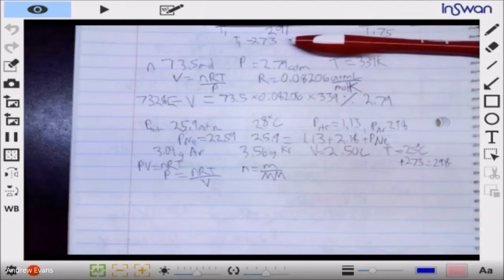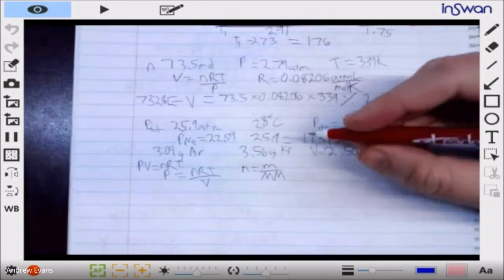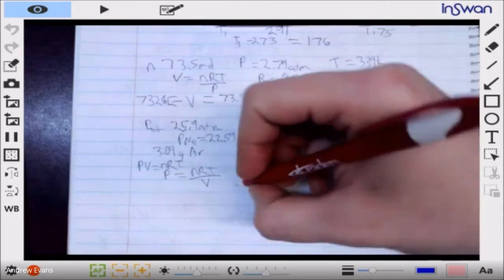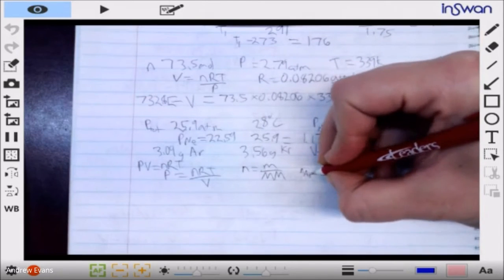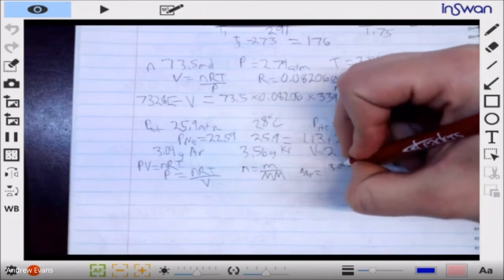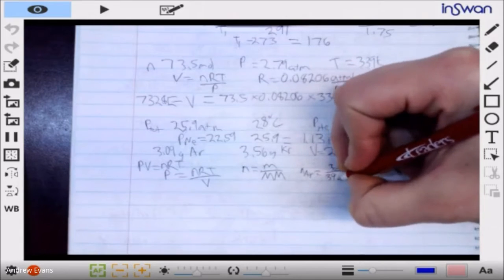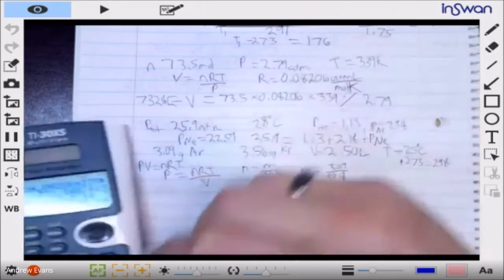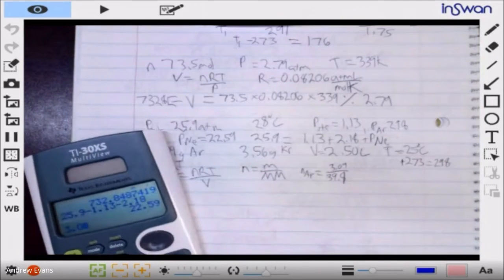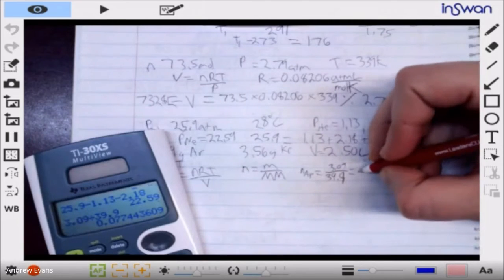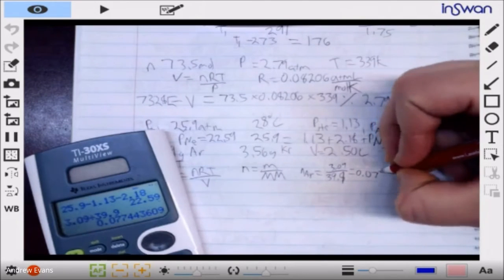So we got to look up on the periodic table. This is the one thing that's not directly given. The molar mass of argon, the molar mass of krypton. Argon is 39.9. So moles of argon is going to be equal to 3.09 divided by 39.9. And that will give us our moles of argon as 0.0774.